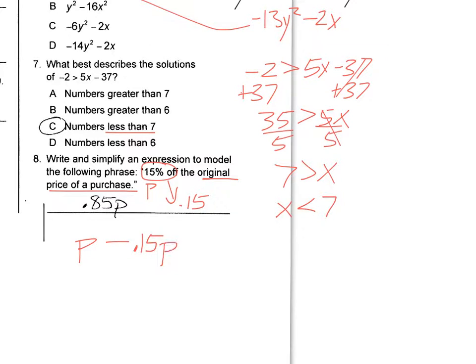So 0.15 off the original price. We did some problems like this in class. So remember, there's a 1 here. So if I simplify that, 1 minus 0.15 gives me 0.85p. But remember, you've always got to include the p here because we don't know what the original price was.